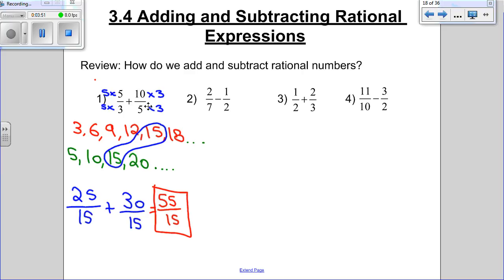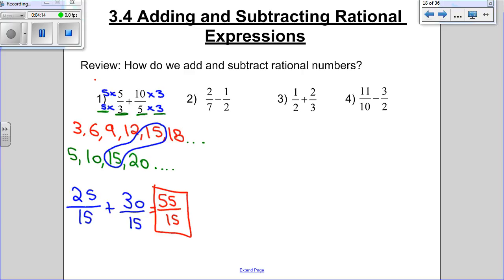If you're having a hard time remembering how to get the lowest common denominator, you can look at the denominators and say, this one has a 3, so this one needs a 3. This one has a 5, so this one needs a 5. And you're going to hear me use that terminology a lot more once we're doing rational expressions, which are a little bit more challenging.